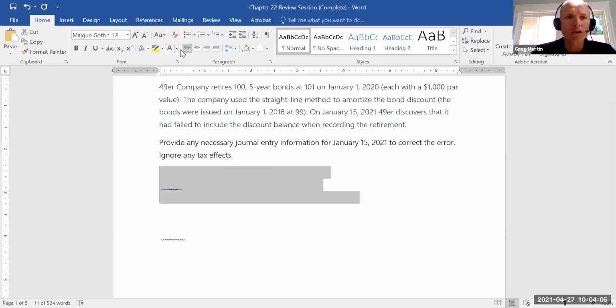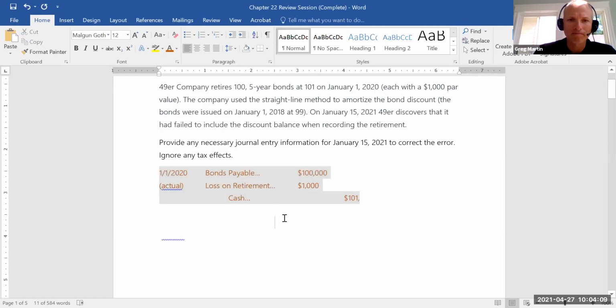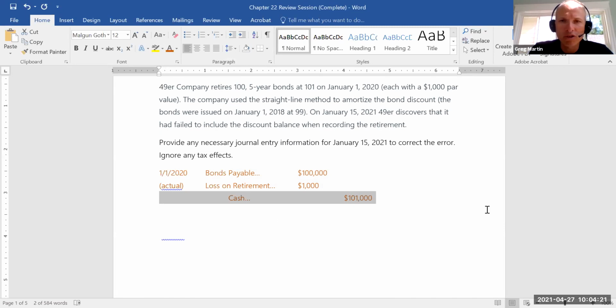The original journal entry would have looked something like this. The journal entry that they had recorded, if I could get the whole thing, they would have had the bond payable come off of their books. They would have paid the 101 for cash. There's no accrued interest, so we don't have to worry about that. The difference between the two would be the loss. This is what they did record.